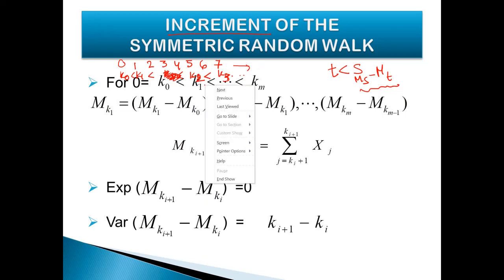Now we consider the increment Mk1 minus Mk0. If k0 equals 0, then M0 equals 0, so there is nothing there. That's why we write Mk1 only. We don't write Mk1 minus Mk0 as the first increment; the first increment we can just consider as Mk1. The second increment will be Mk2 minus Mk1. The third increment will be Mk3 minus Mk2, and so on. The last increment will be Mkm minus Mk(m-1).